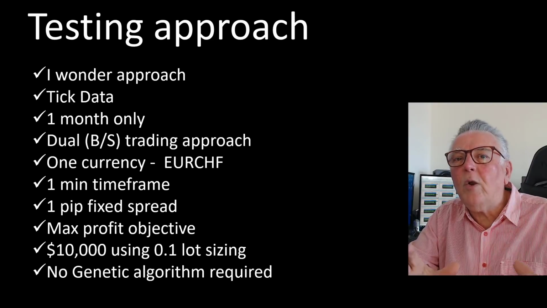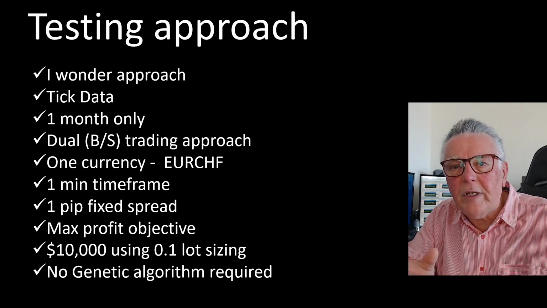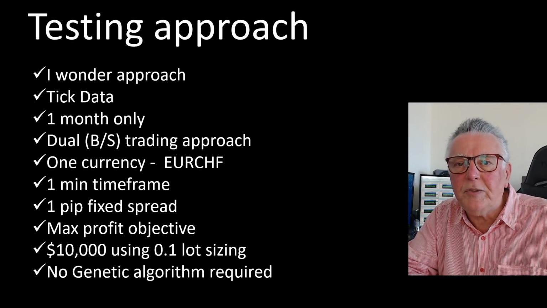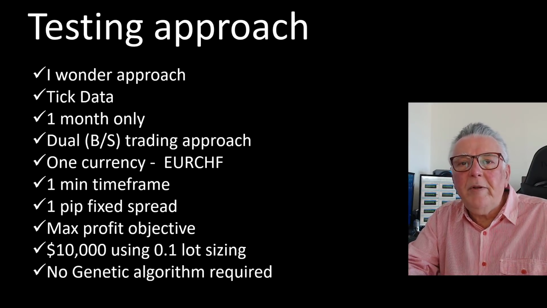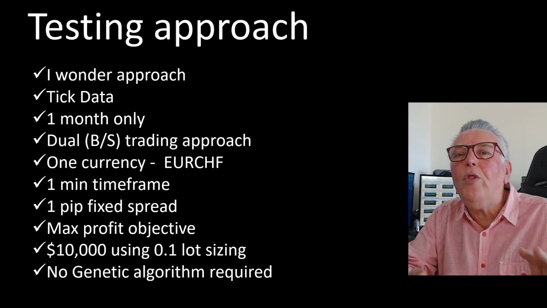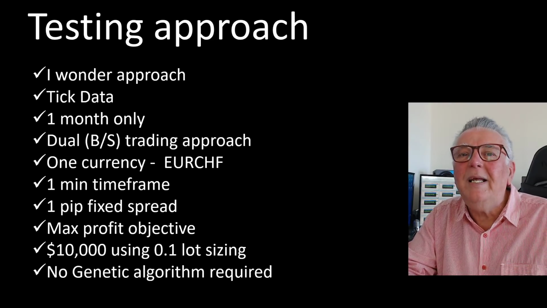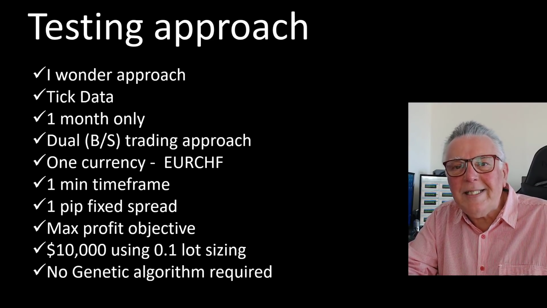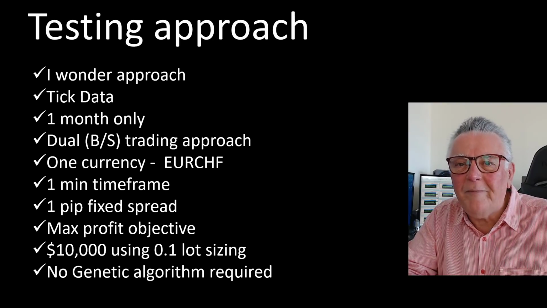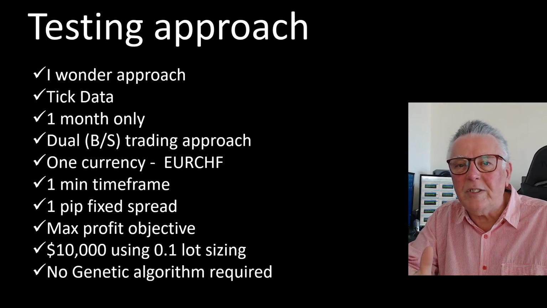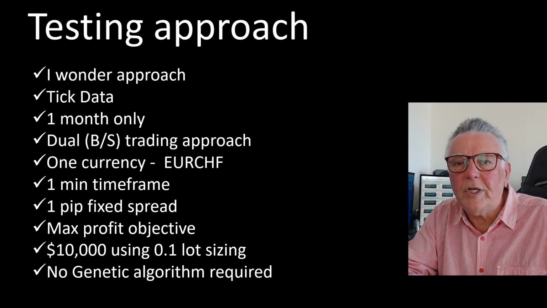We're going to be focusing on one currency, which is the euro franc. The euro franc is one of the best currencies to trade the grid trend multiplier on. I'm going to be using a 1 minute time frame, although it doesn't matter because I'm using tick data, so it doesn't matter which time frame you actually use. The 1 minute just gives a nice presentation of what's going on.